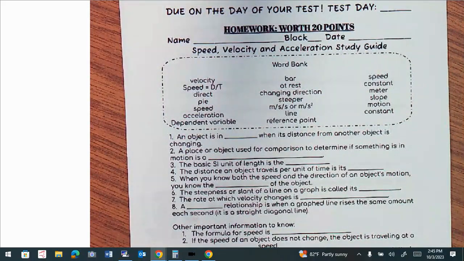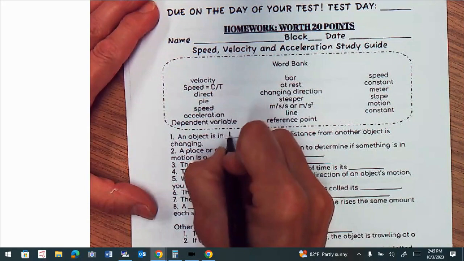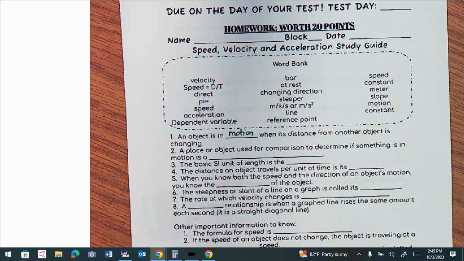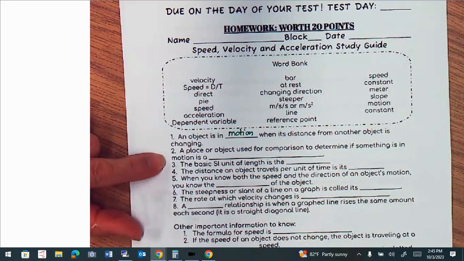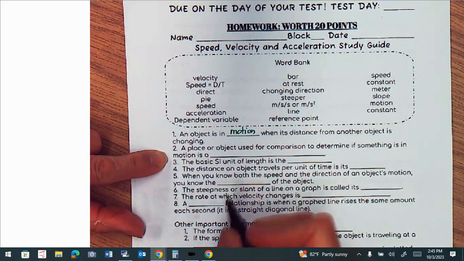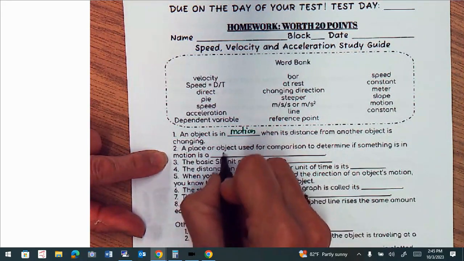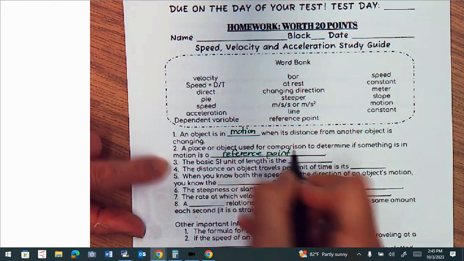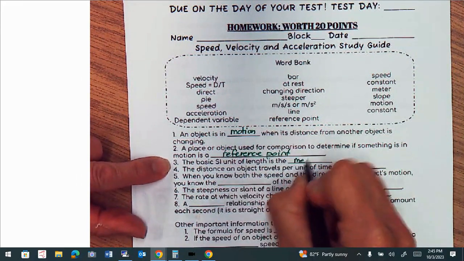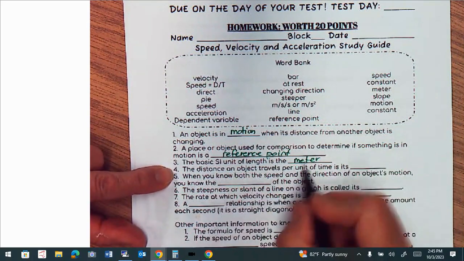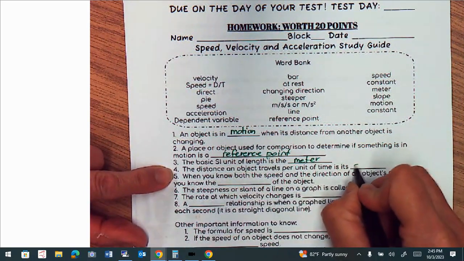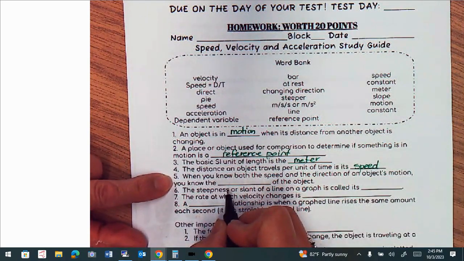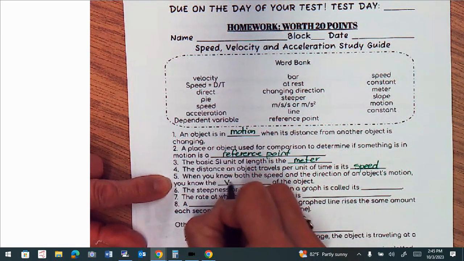Number 1, an object is in motion when its distance from another object is changing. Number 2, a place or object used for comparison to determine if something is in motion is a reference point. The basic SI unit of length is the meter. The distance an object travels per unit time is its speed. When you know both the speed and the direction of an object's motion, you know the velocity of the object.